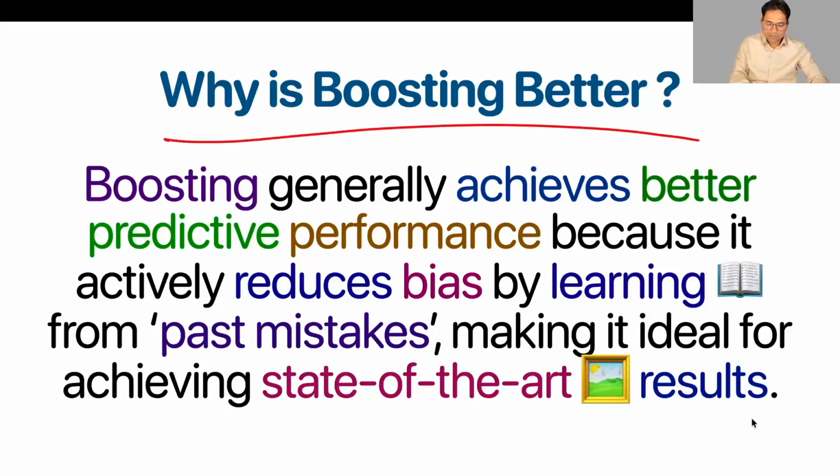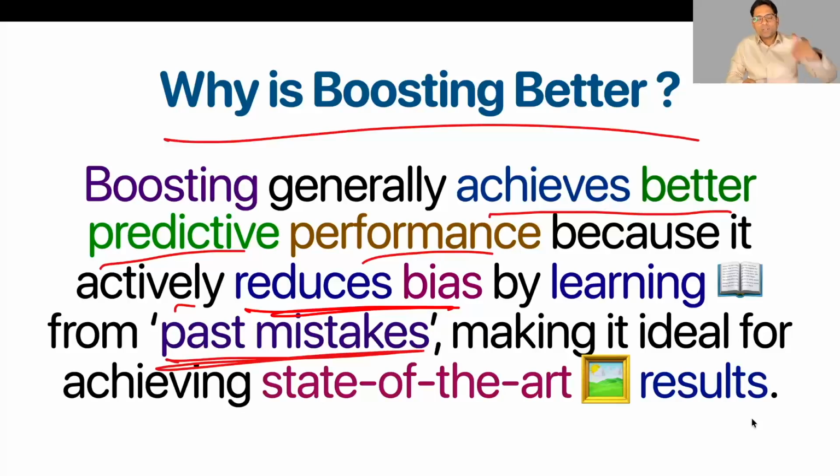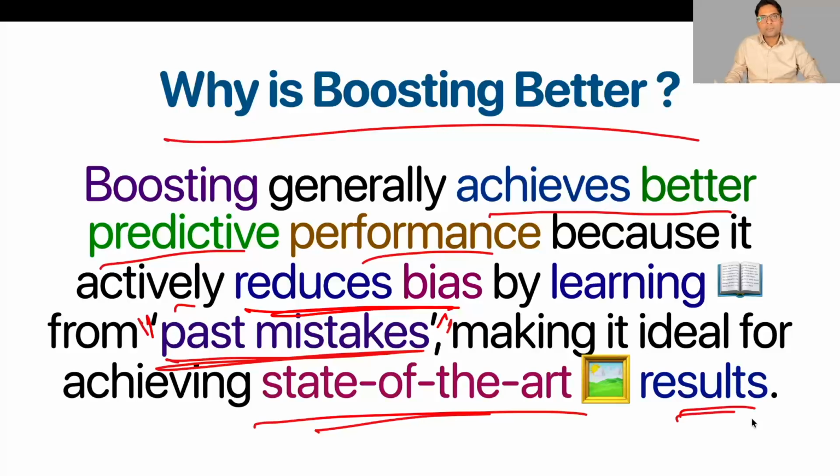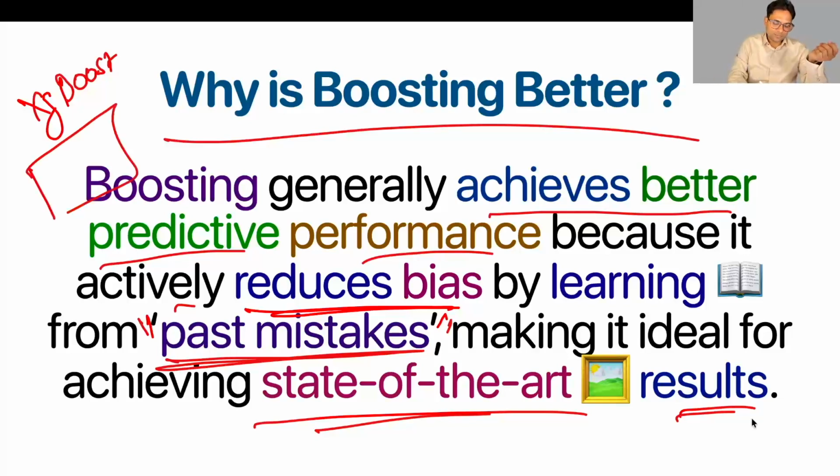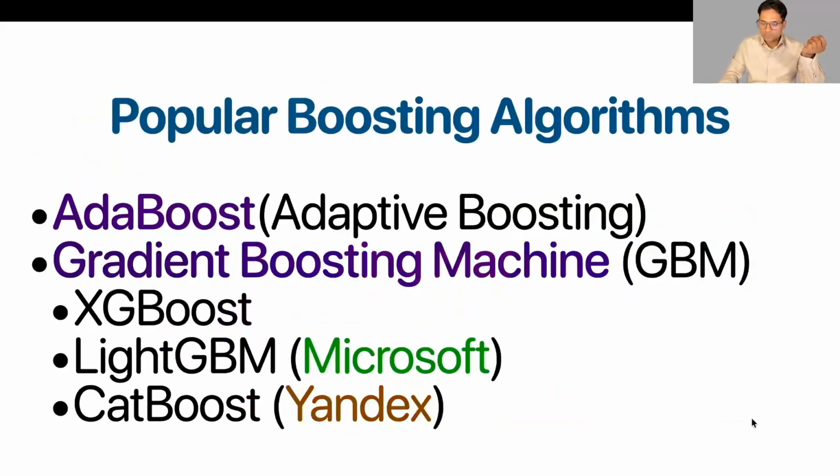So why is boosting better? Because it achieves better predictive performance, since it actively reduces bias by learning from past mistakes. Whatever mistakes the earlier model made, it learns from them, making it ideal for achieving state of the art results. Famous algorithms like XGBoost and GBM are industry standards for very big tabular data, billions of rows and thousands of columns. It can work very well on this. XGBoost is a very famous library. Then there is Microsoft's LightGBM.